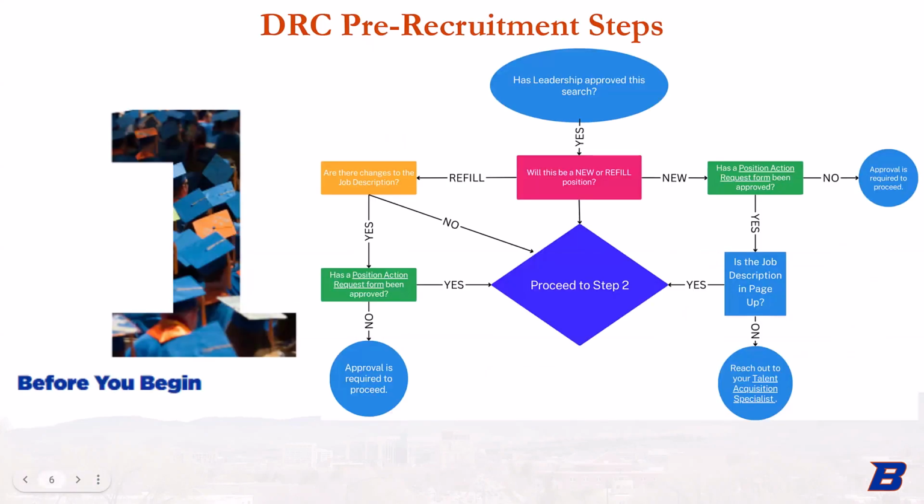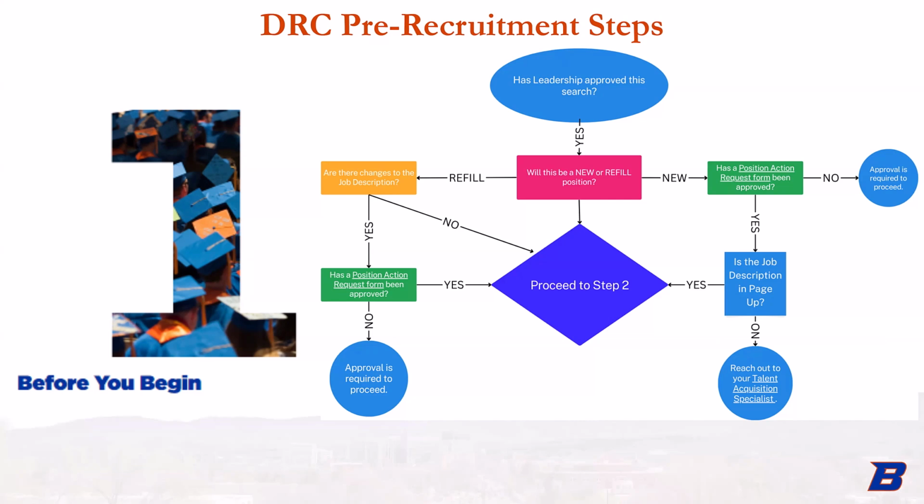Now that we got all that out of the way, let's go ahead and jump into phase one of the search process, which we call the pre-recruitment steps, or the before you begin. This is pretty straightforward and to the point, and usually happens before we, the talent acquisition specialists, get involved in the search. So we have a decision tree that helps determine what steps need to be taken in order to complete this phase of the search.